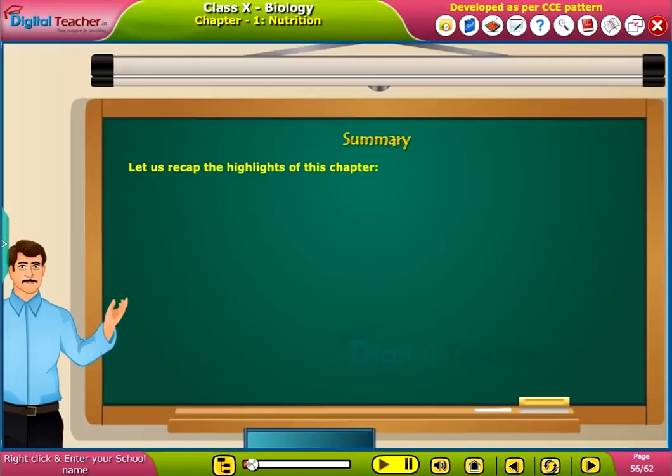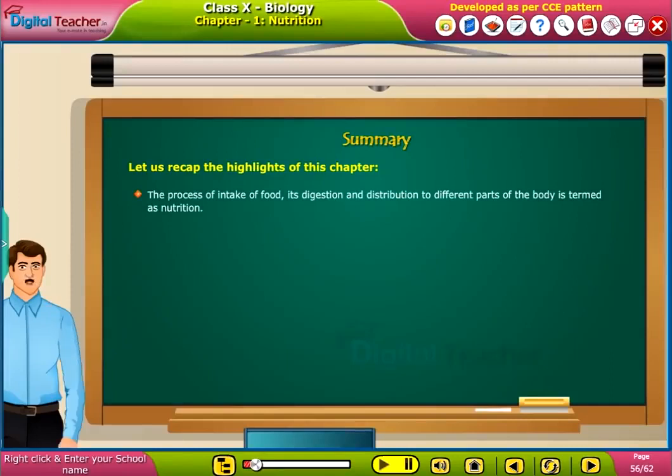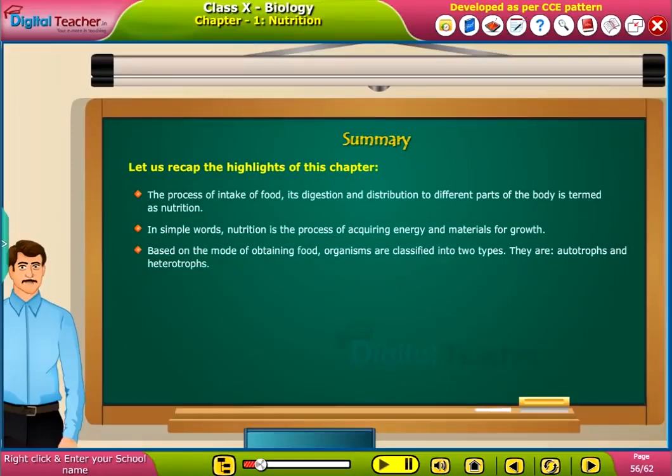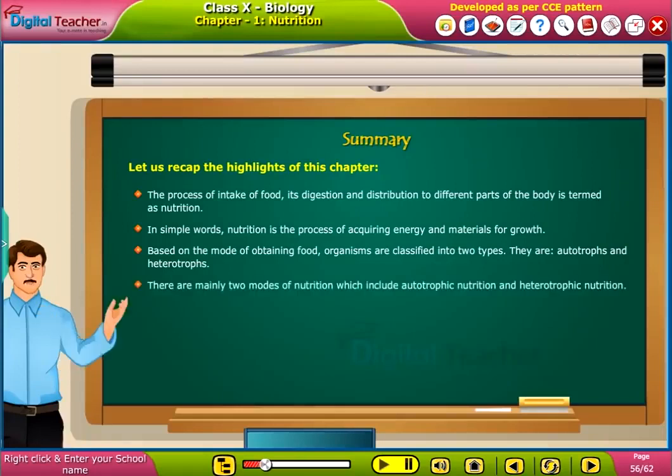Let us recap the highlights of this chapter. The process of intake of food, its digestion and distribution to different parts of the body is termed as nutrition. In simple words, nutrition is the process of acquiring energy and materials for growth. Based on the mode of obtaining food, organisms are classified into two types: autotrophs and heterotrophs. There are mainly two modes of nutrition which include autotrophic nutrition and heterotrophic nutrition.